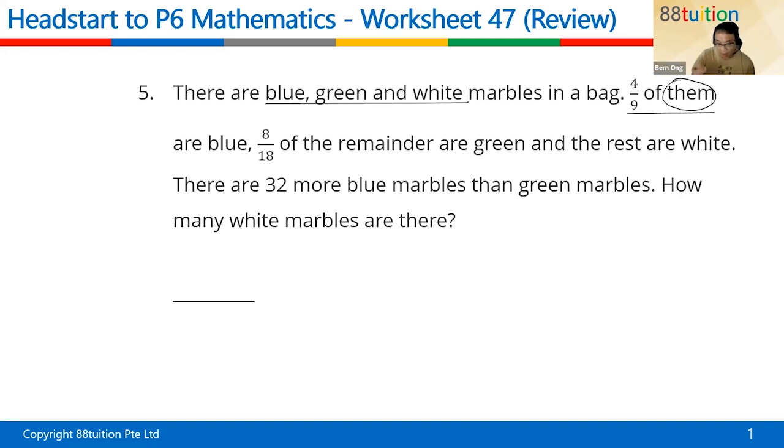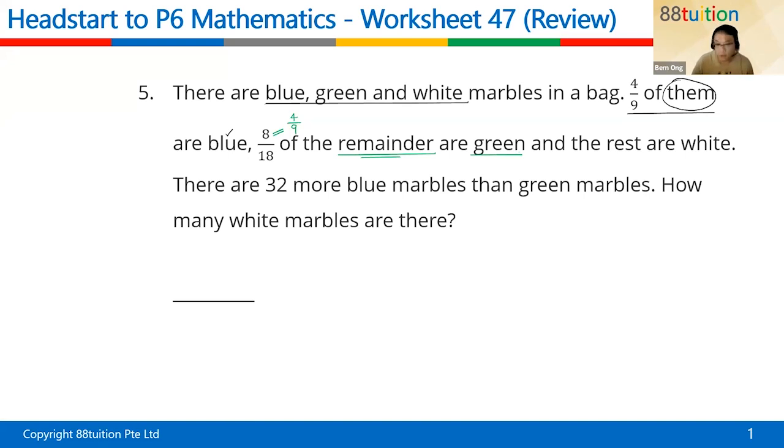So 4/9 of the total are actually blue. 8/18, this 8 over 18 is very irritating. Can I reduce it to the lowest term? Yes, you can. Just do it. So 8/18 is like 4 over 9. 4 over 9 of the remainder, okay, be careful, this one is from the remainder, it's not from the total, are green. And the rest are white.